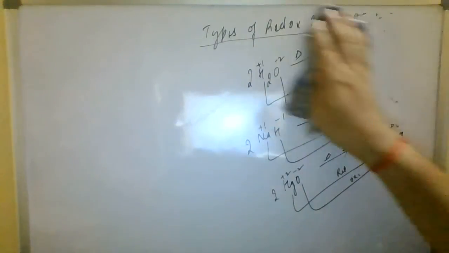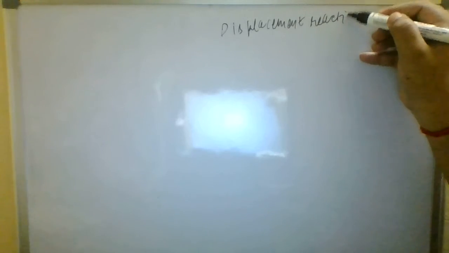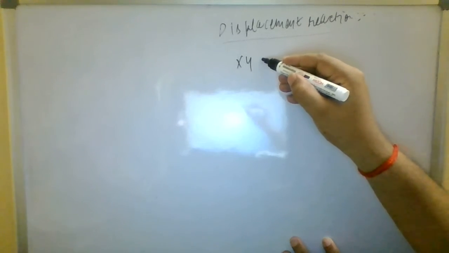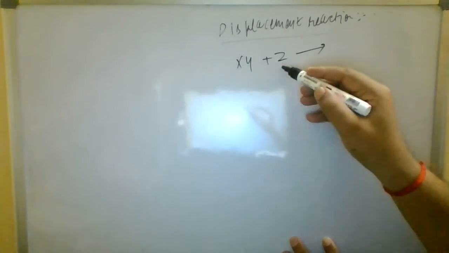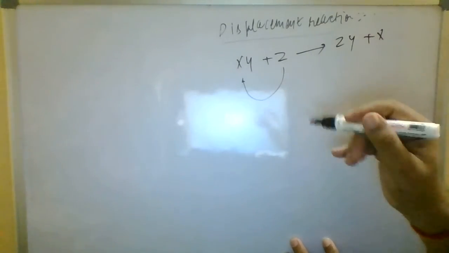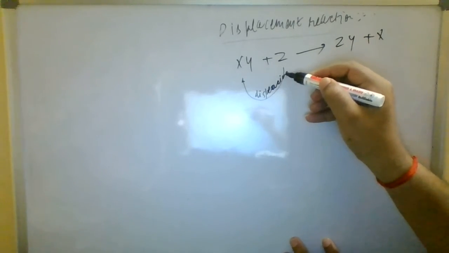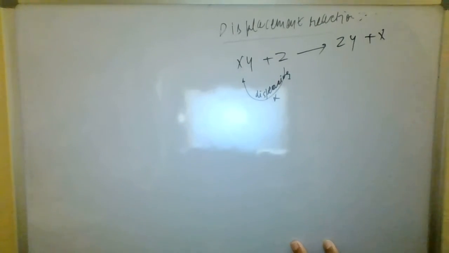Now the next type is the displacement reaction, and let us understand how displacement reactions are examples of redox reactions. A displacement reaction is also an example of a redox reaction, in which we have XY and we are treating it with Z. So Z will displace X, forming ZY plus X. So Z is displacing X.